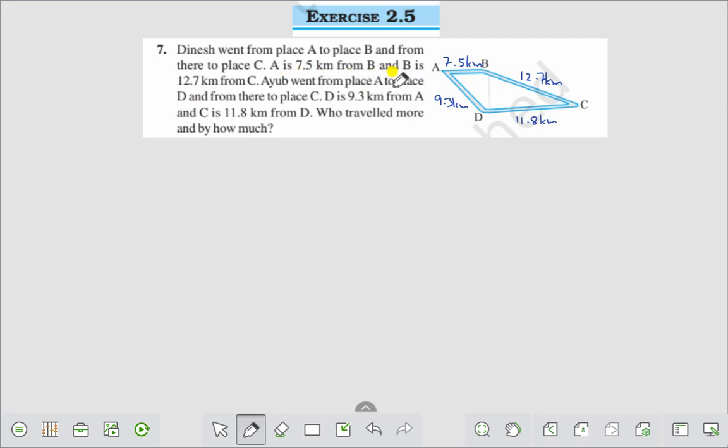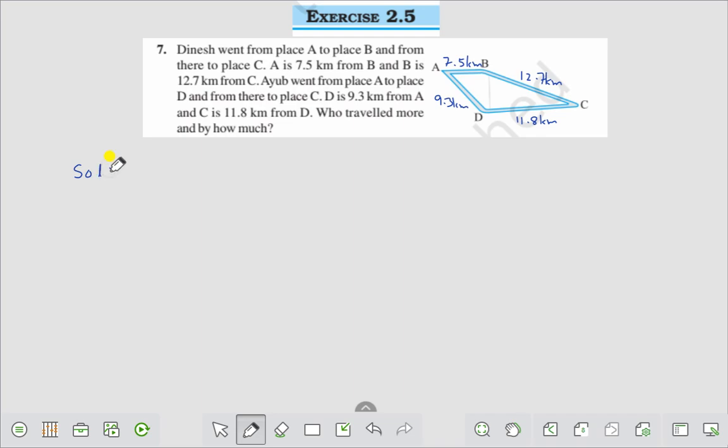Ayub went from place A to place D and from there to place C. D is 9.3 km from A, and C is 11.8 km from D. So we have to find who traveled more and by how much. Now we will solve it in this way.